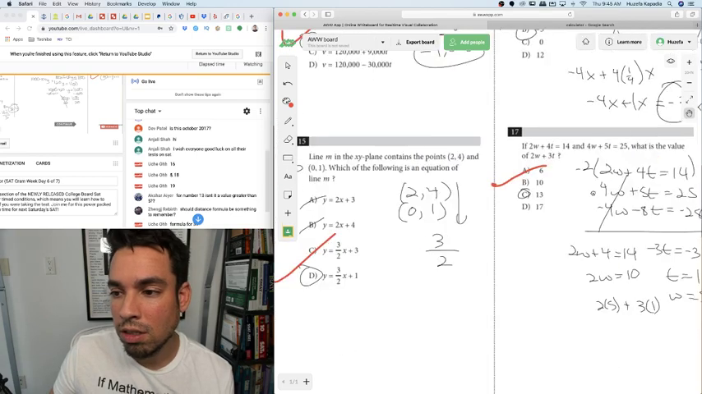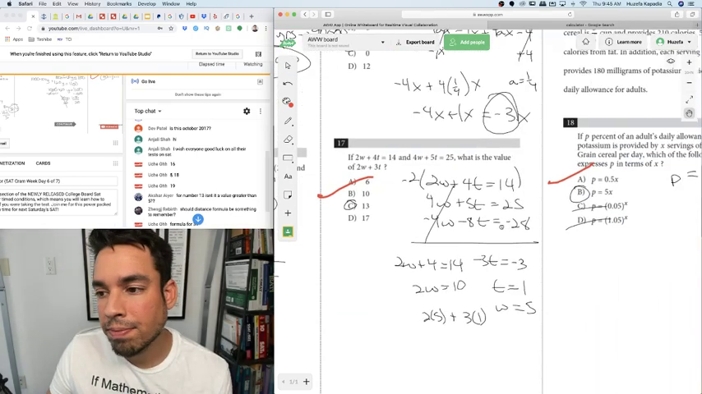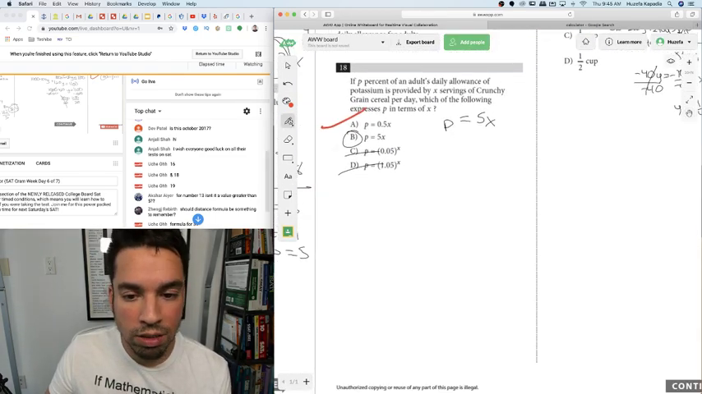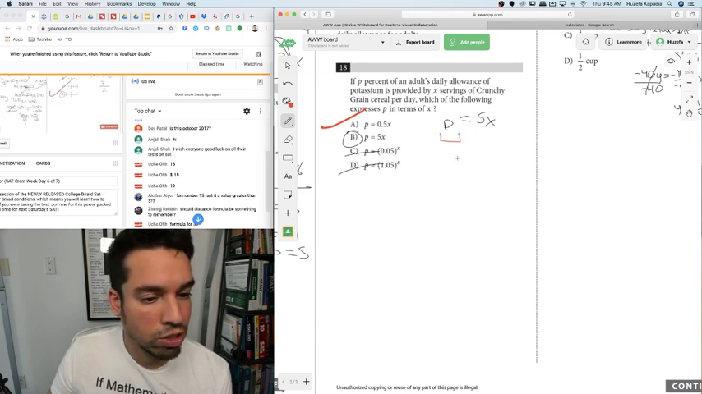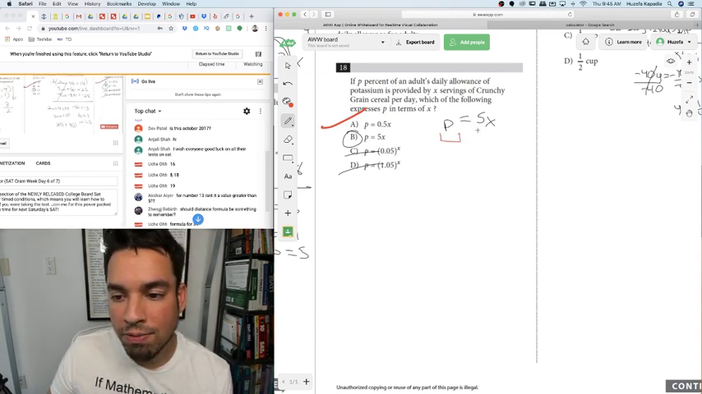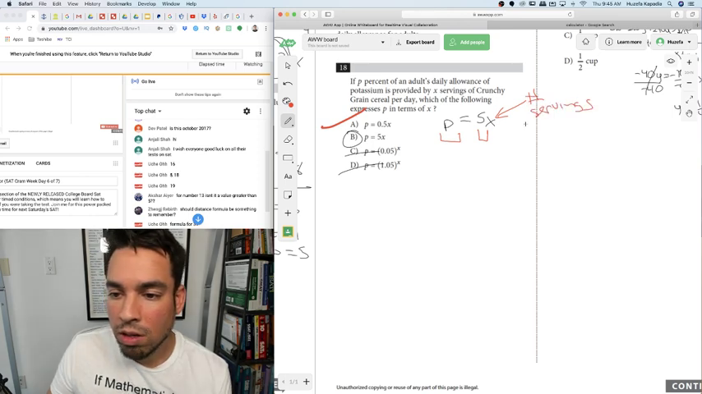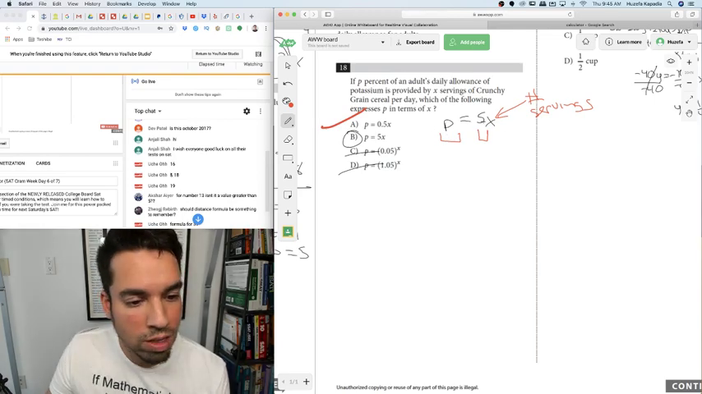Let's try 16, somebody asked. No, sorry, 18. This one looks really confusing. It's super simple. It just took me a second to figure it out. P in terms of X, this represents the total percentage that we're getting. And they said 5% per serving. So if I'm doing 2 servings, it's 10%. This is the number of servings. If I'm doing 3 servings, it's 15%. 4 servings, so on and so forth. So that's why this works.